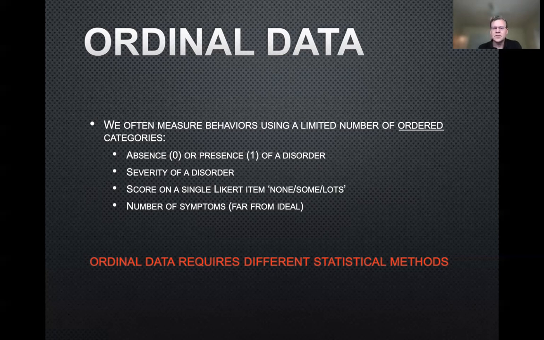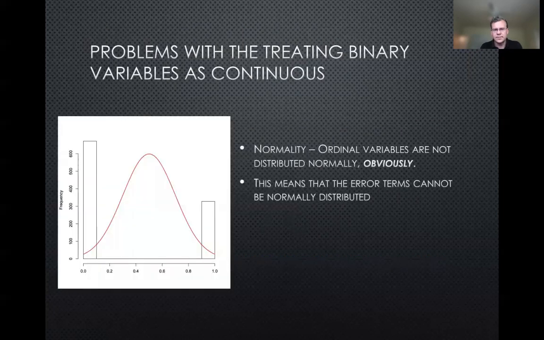And the reason for this session really comes down to the fact that ordinal data requires different statistical methods than continuous data. And we're going to start walking through what those methods are and why they're so important in just a few seconds. So the problem with treating binary variables as continuous is relatively obvious. Most of the time, we want to assume that there's a normal distribution underlying the variables. But with ordinal data, and especially binary data, this is obviously wrong.